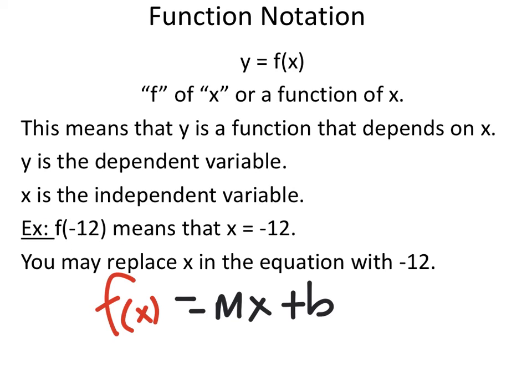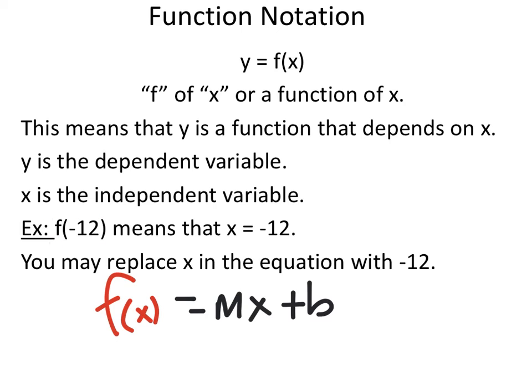Now right here, let's go back up here. This reads f of x. F of x, it's a function of x. It's just a short way to say function of x. So right here I'd say f of x equals mx plus b. That's because this function is relying on the x. It's depending on the x, which goes back to the dependent variable thing.